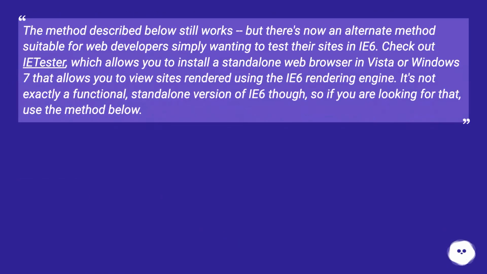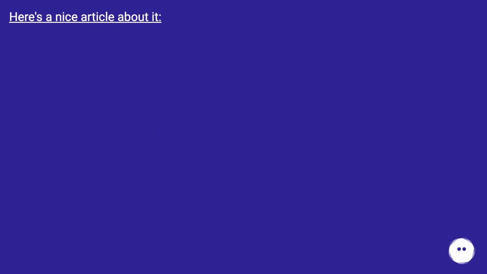The method described below still works, but there's now an alternate method suitable for web developers simply wanting to test their sites in IE6. Check out iTester, which allows you to install a standalone web browser in Vista or Windows 7 that allows you to view sites rendered using the IE6 rendering engine. It's not exactly a functional, standalone version of IE6 though, so if you are looking for that, use the method below. Here's a nice article about it.